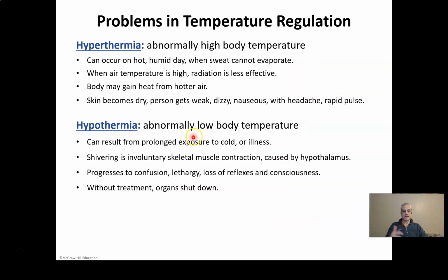All right. Now, skin, the things that are associated with skin, you've got hyperthermia and hypothermia, of course. Hyperthermia means, literally, the root word here is thermia. That's temperature. Hyper, too much temperature, abnormally high body temperature. Now, you have to be able to regulate that.